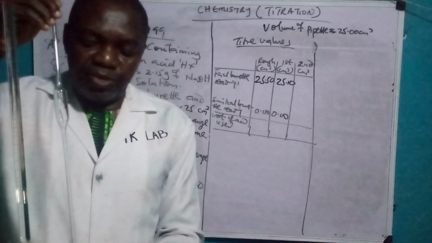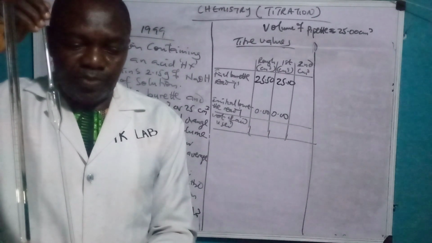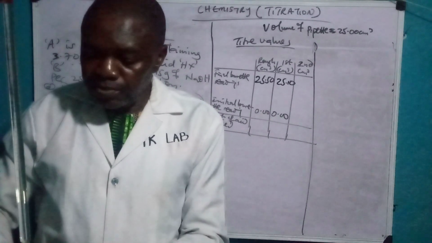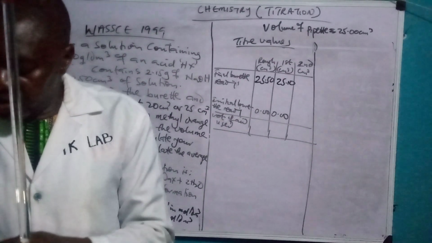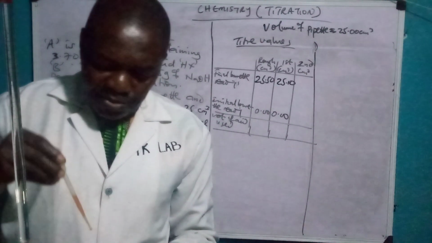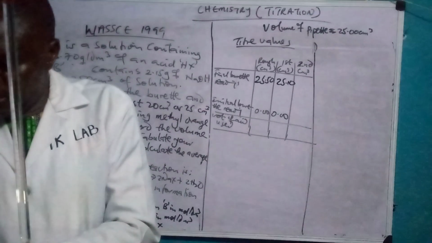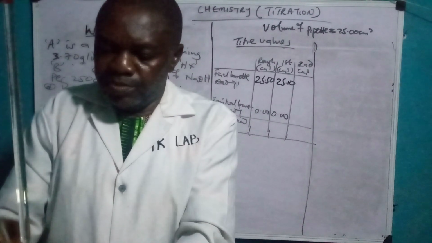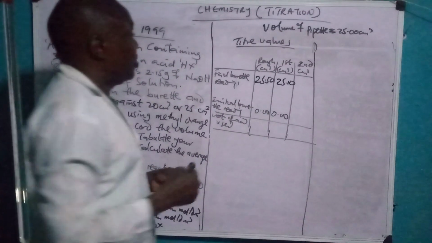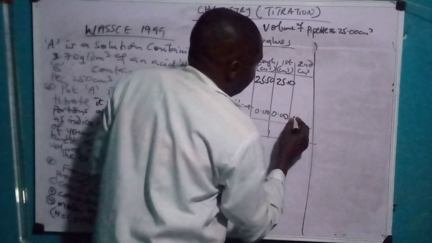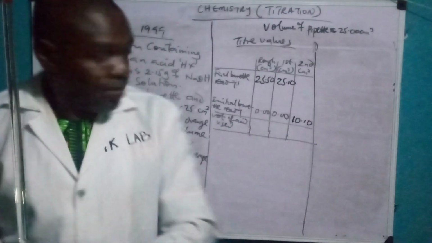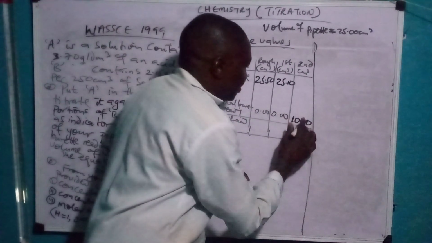You are still draining through little by little. Let's add indicator and continue our work. 2 drops. First of all, this one didn't get to 35. It didn't get to 0.0, so we started with 10.10. 10.10, 10.00.